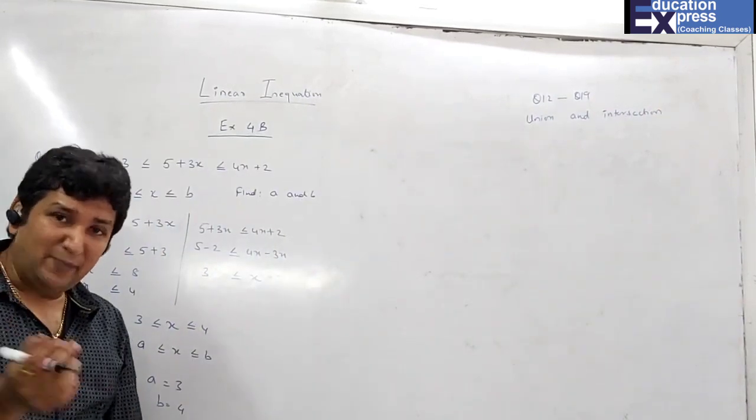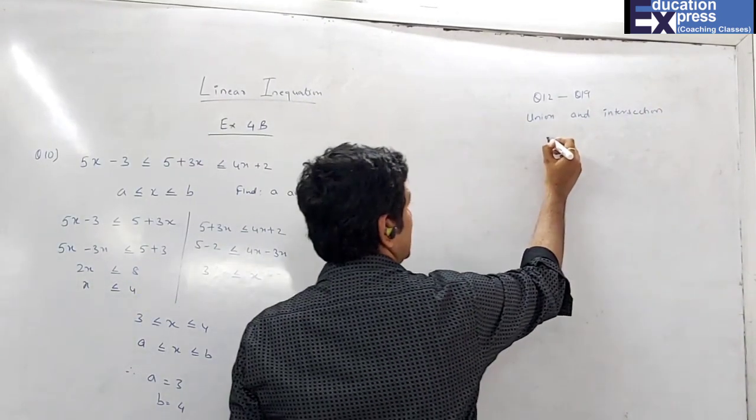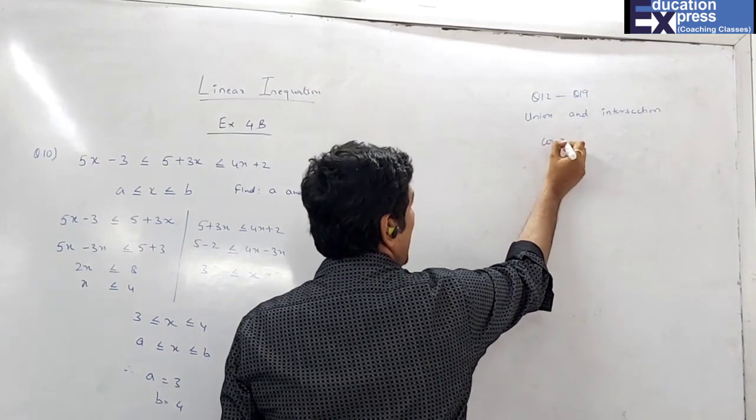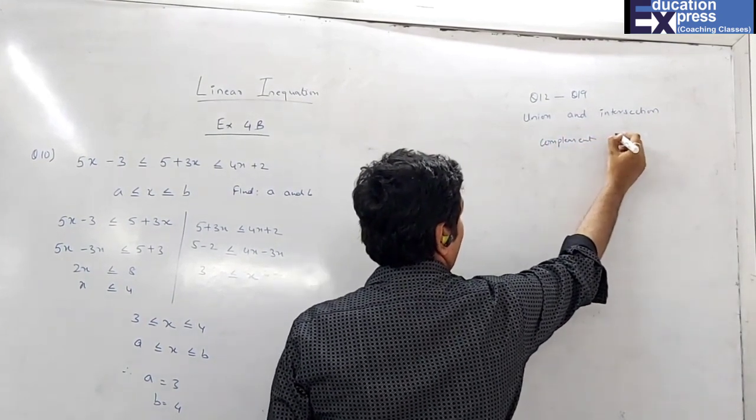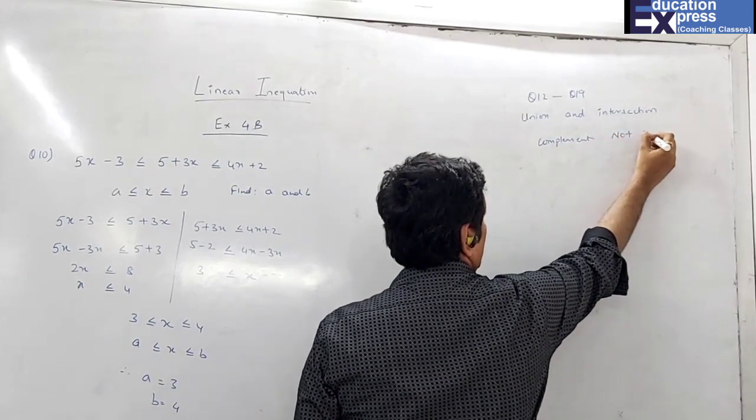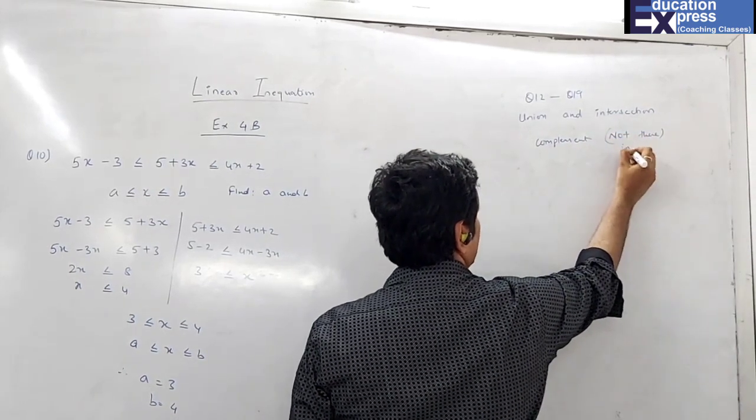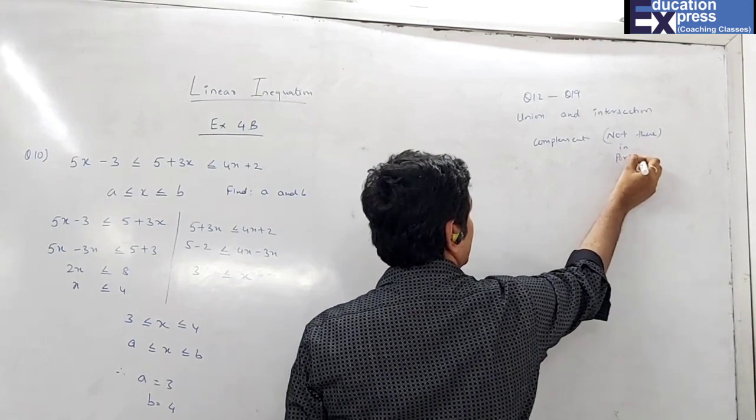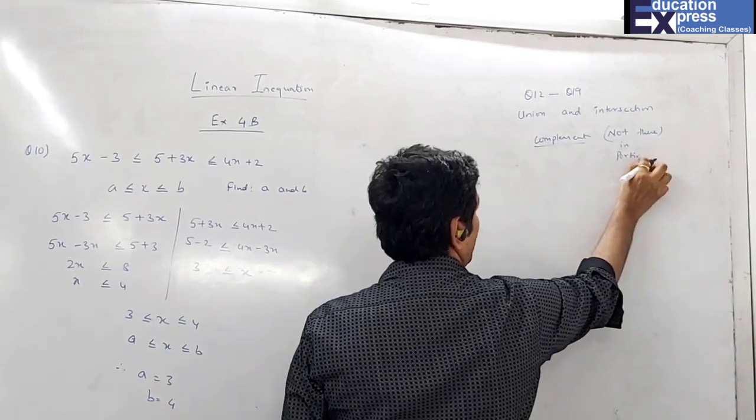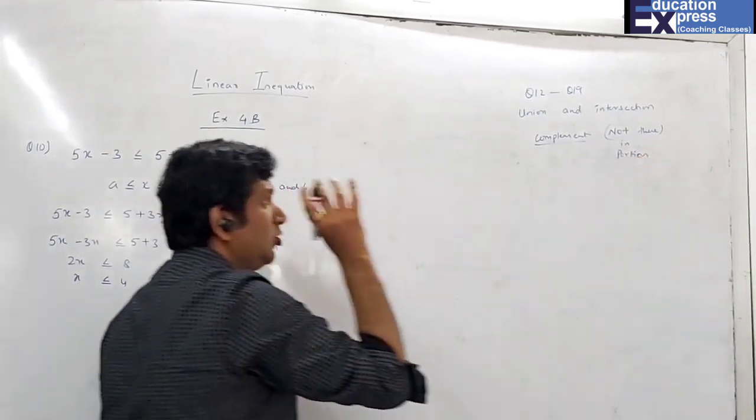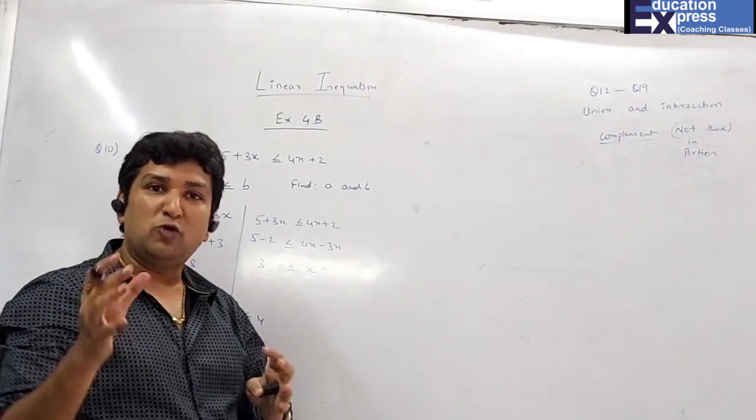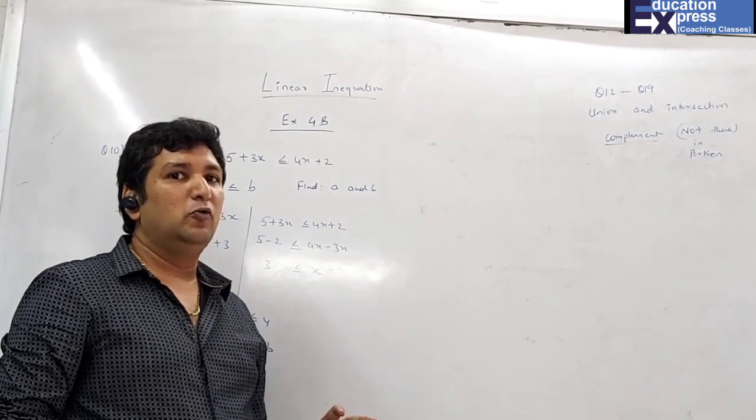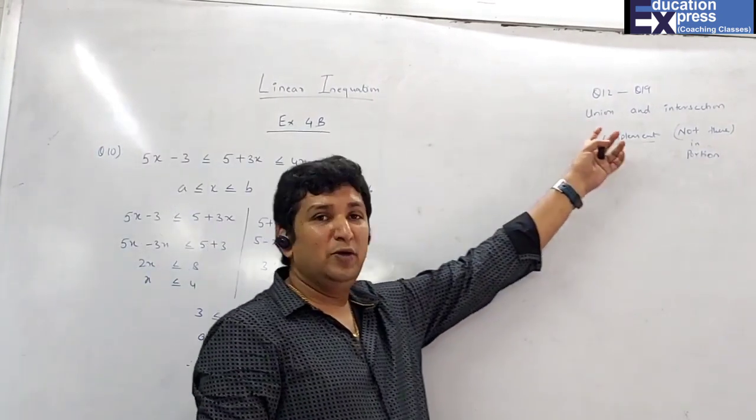There are a few more concepts in this, like complement. This part is not there in your books. It is not there in the portion, the complement part. You can just confirm with your school teacher as well. So the complement part is not there. In question number 12 to question 19, there are many sums which have a complement part that you don't have to do. You just have to do the part of union and intersection.